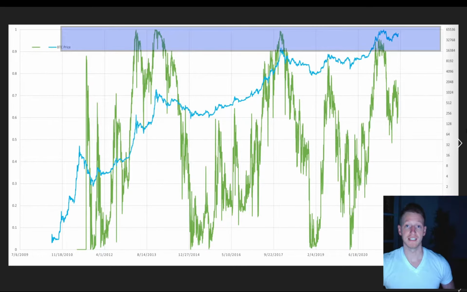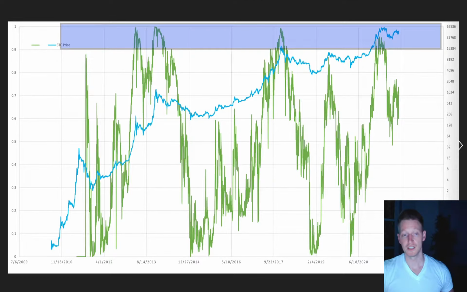What we're going to do today is talk about using statistical modeling in order to come up with a method so that we can predict when a market cycle peak or bottom might be in place, and how you can use something like this in order to dollar cost average into and out of the market.